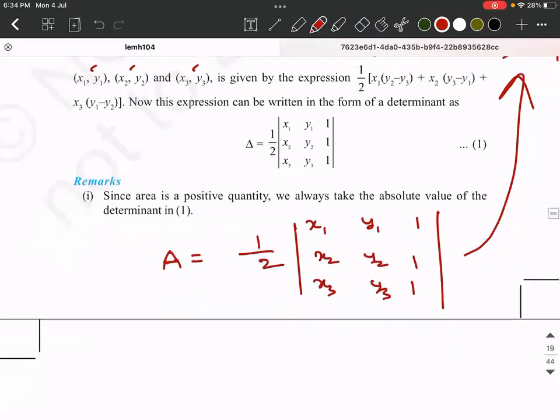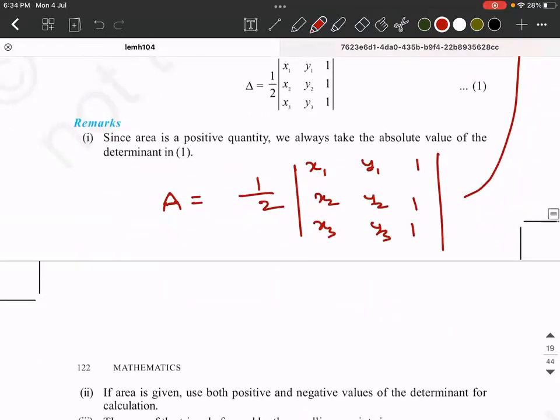Okay, there are certain remarks that are given to you. When you try to calculate the area of something which is formed by the vertices, you should always take the absolute value. What do I mean by absolute value? You should always take the positive value. Once you find this, sometimes the determinant might come out as a negative value also, but you need to take the modulus of it.